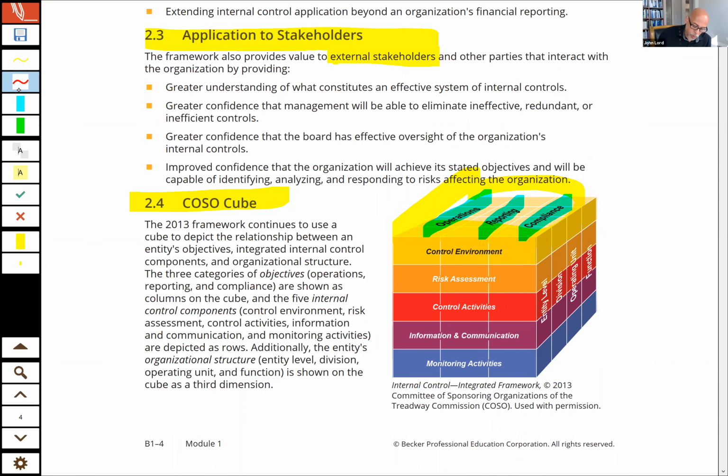Okay. Now, what happens if we're dealing with internal auditors here? Who do internal auditors report to? That's a question. Board of directors. Good. The internal auditors should report directly to the board of directors, right? Probably the audit committee. Okay. And who's responsible for the control environment? Highest levels of the organization, the board of directors.